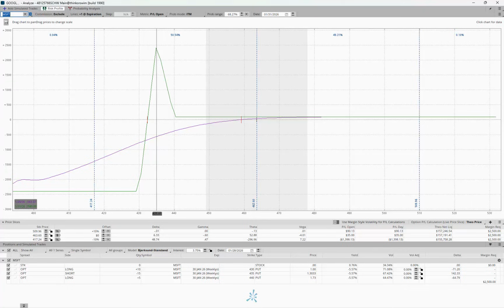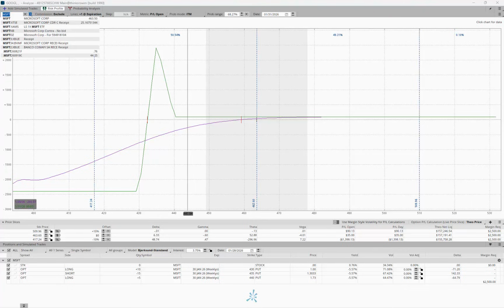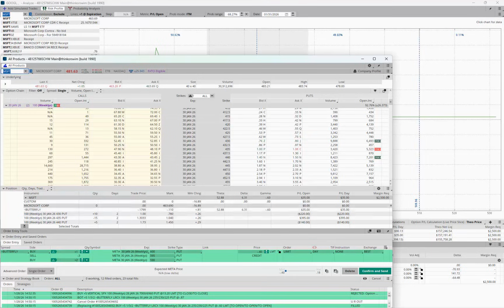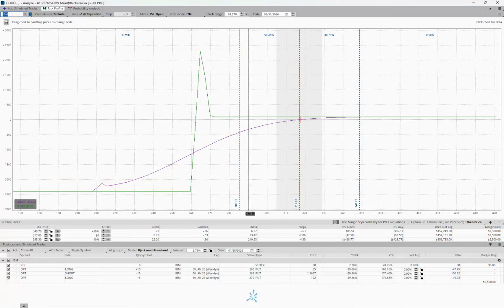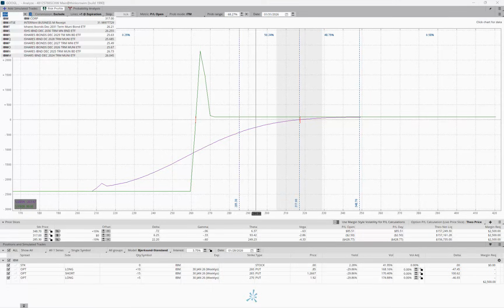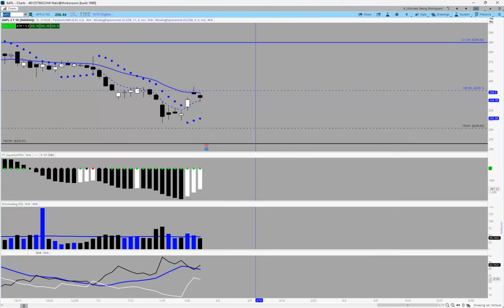The 435 is going to get crushed that much worse, and that leaves a strategy that was open for a credit in a really good spot. So again, I kind of just spread these out across the board, IBM being the same situation, and it just kind of feels like the environment to give them a try.